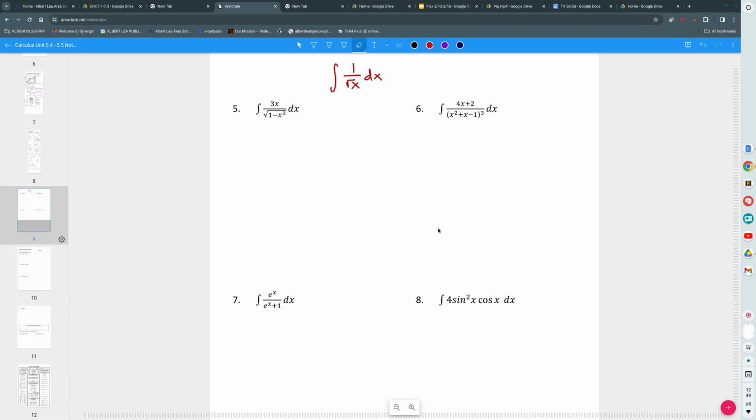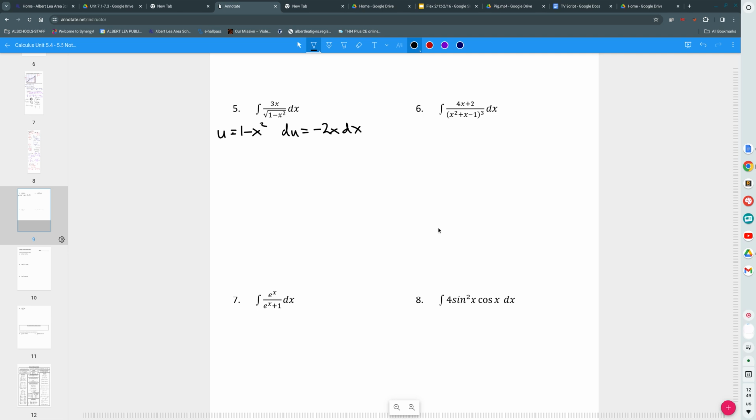There are a lot of different techniques. We're going to try substitution as one of the techniques. And so what is u in this scenario? 1 minus x squared. Why does it work out that u is 1 minus x squared? Because when you take the derivative of it, you get 3x. You do not get 3x. You get negative 2x dx.